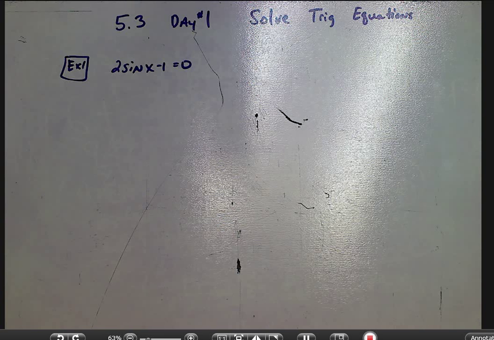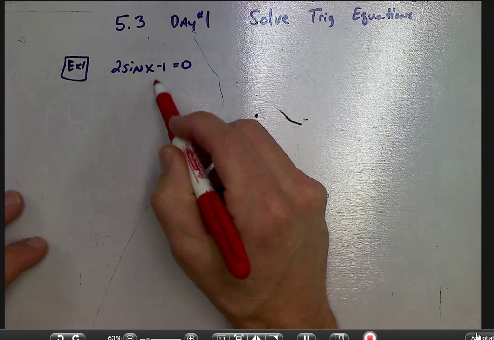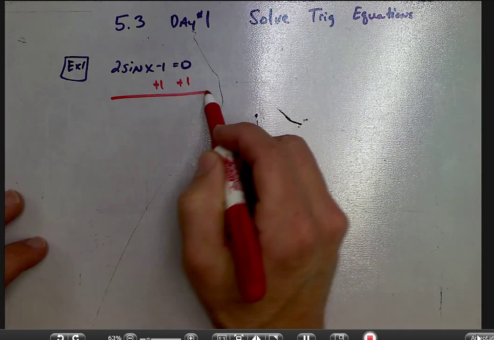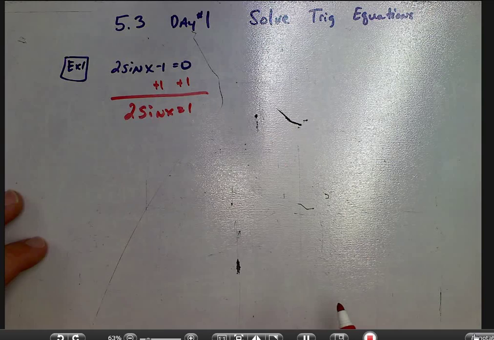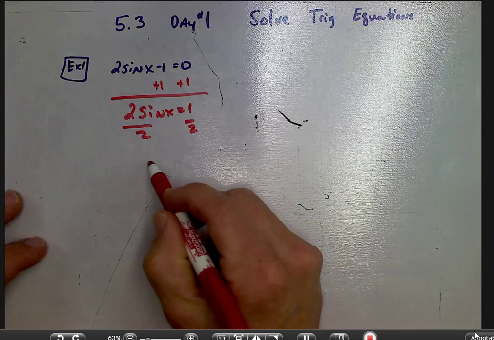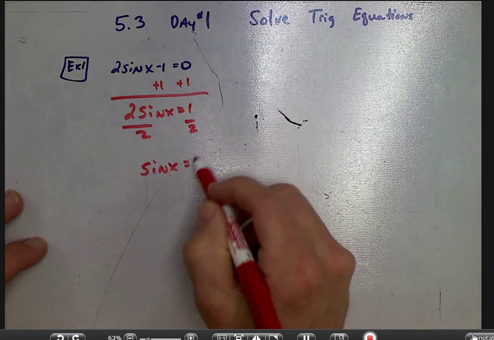Today we're going to solve trig equations 5.3 day 1, work on examples 1 through 5. First equation is 2 sine x minus 1 equals 0. So I want to get sine x by itself, so the first step is to add 1. We get 2 sine x equals 1. And if I divide by 2, I get sine x equals 1/2.